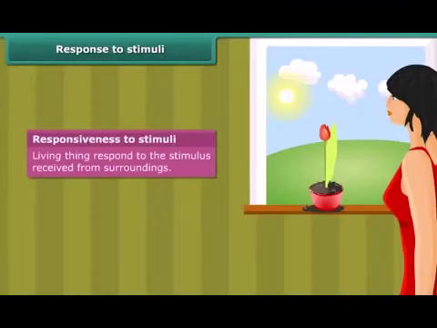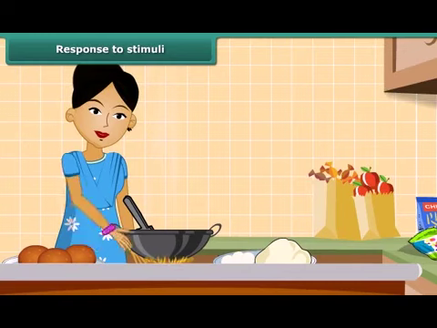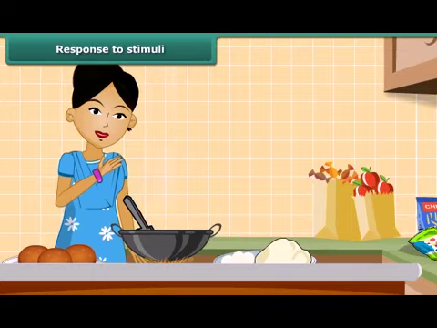When you place a plant near the window, you observe that the plant bends towards the light entering through the window. This characteristic is called responsiveness to stimuli. Similarly, when we touch a hot utensil, a spontaneous reaction is to pull our hand back. Thus, living things respond to the stimulus received from the surroundings.